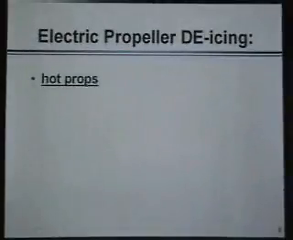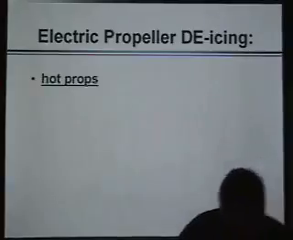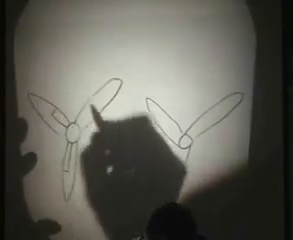Electric propeller de-icing is also known by the term hot props, because the propellers get hot. Literally, there are heating elements on the propeller blades. Let's just say, for instance, that we have a couple of propellers on our twin-engine airplane, and there's the spinner, and here are our propeller blades. The boot on each of these propeller blades is going to go out about a third of the way or so.